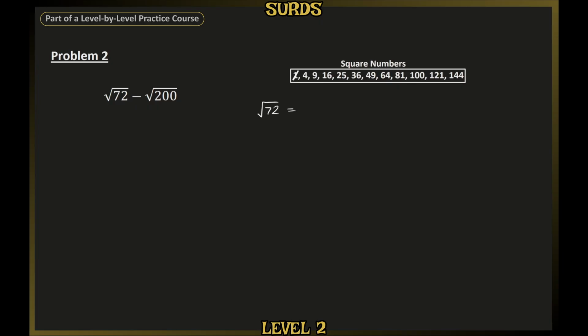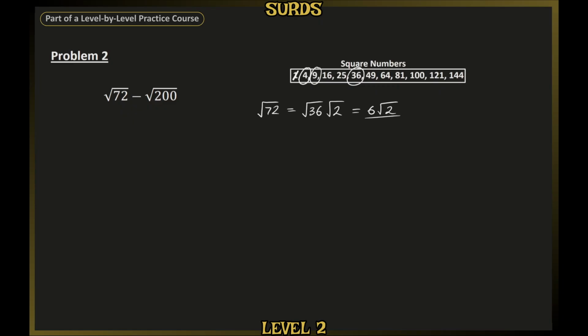Now using our list of square numbers, we can see that 72 can be divided by 4, and it can be divided by 9, but it can also be divided by 36. And when we simplify surds, we want to try and take the largest square number we can. So we're going to rewrite the square root of 72 as the square root of 36 times the square root of 2, because 36 times 2 is 72. Now the square root of 36 is 6, so this becomes 6 root 2.